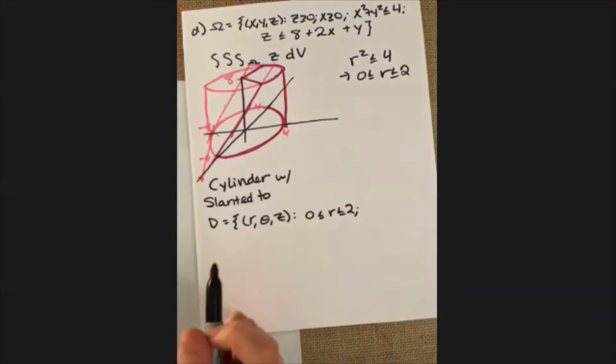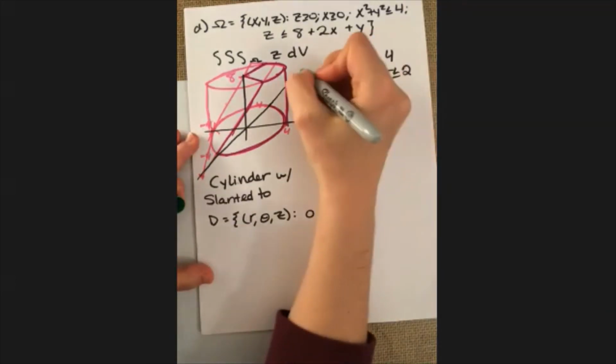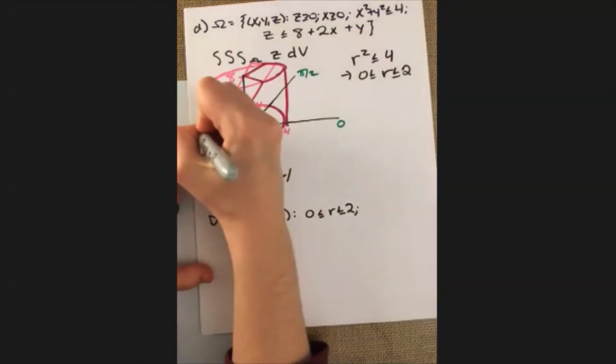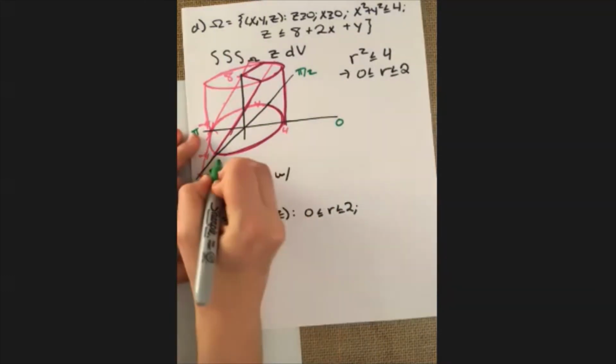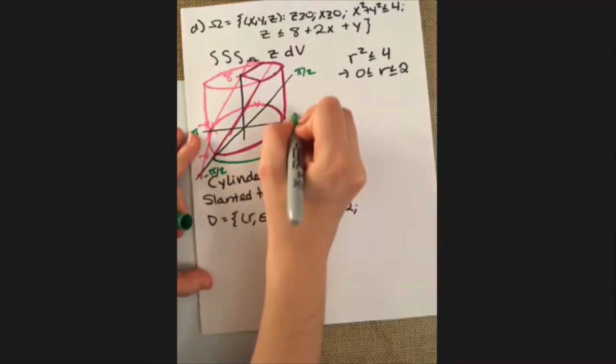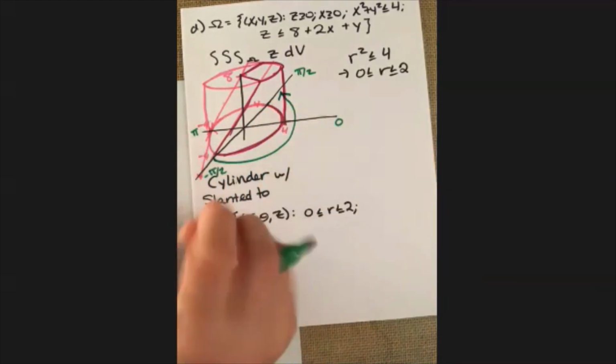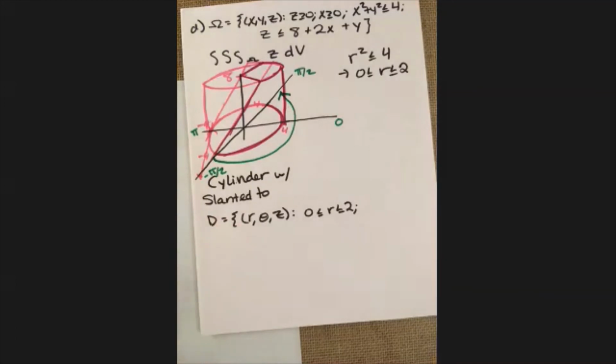Okay, and then theta is also going to be relatively straightforward. So that's 0 degrees, pi over 2, pi, and then negative pi over 2 over here. And we want theta to start here and only go halfway around. So we need theta to be between negative pi over 2 and pi over 2.